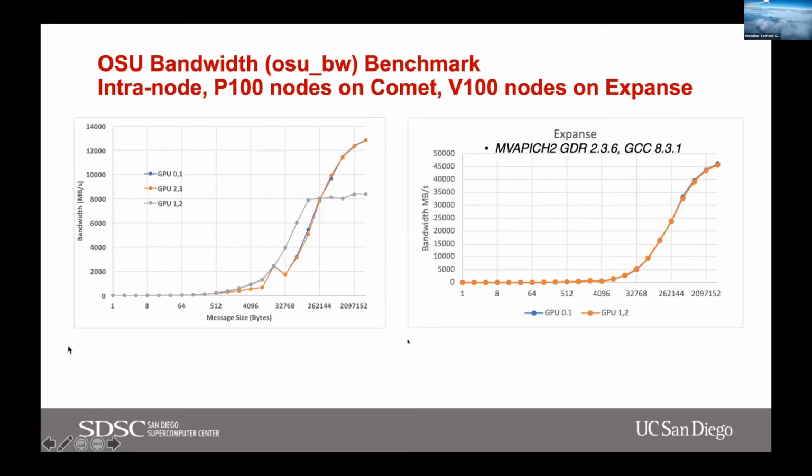Similar thing with the OSU bandwidth benchmark intranode. If you look at the Comet results on the left, the bandwidth is identical if the GPUs are on the same socket. So 0 and 1 were on the same socket, and 2 and 3 were on the same socket, so you get a nice curve there. But going off socket, it got cut off quite a bit. Now with Expanse, there's basically no difference between the two curves. You can see this is because of faster GPUs and faster memory. The bandwidth is also pretty good going up.